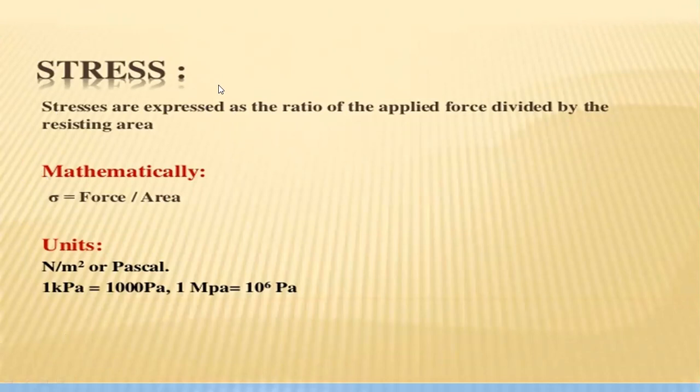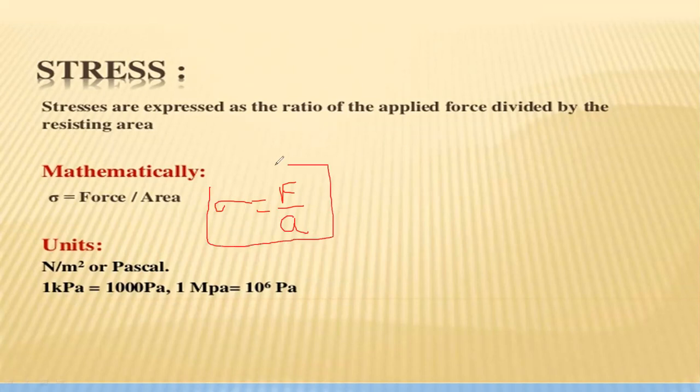Sigma is equal to force by area. That is the formula of stress. Sigma is equal to F by A, force divided by the cross sectional area of that element. That is the formula. And what are the units of this stress?